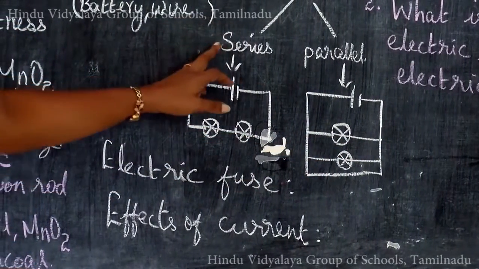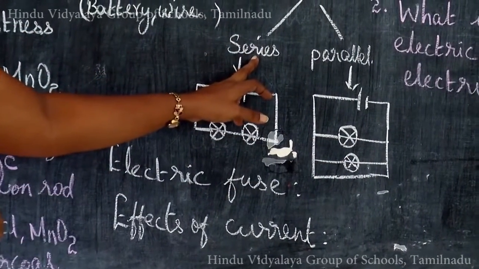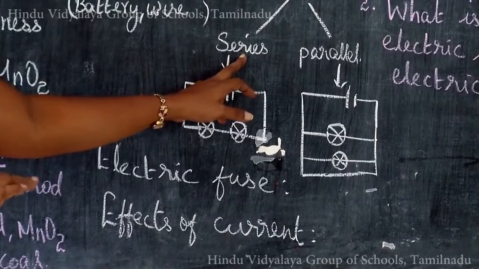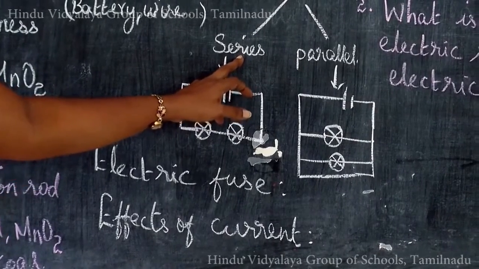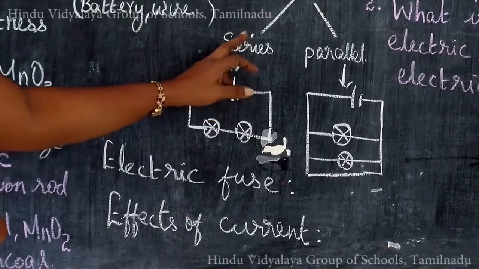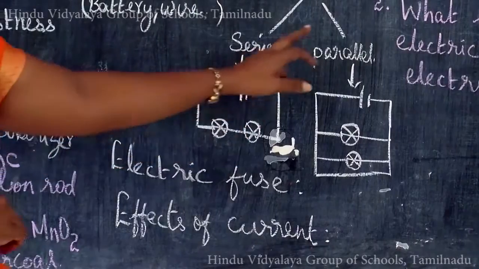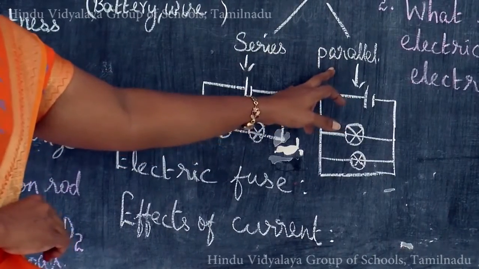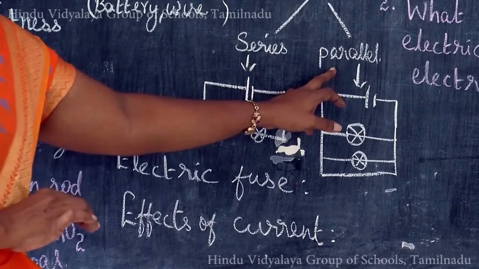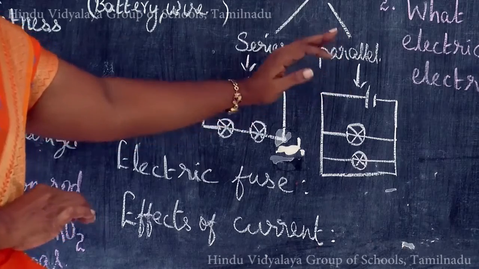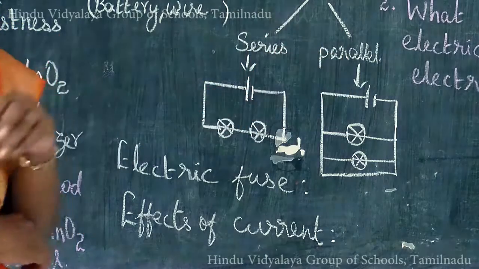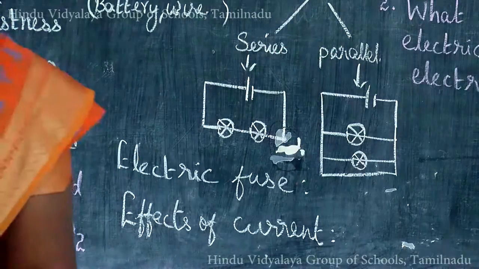Okay. Where is a series circuit made? Very good. For decoration purposes, we use serial lights, where a series circuit is used. And where is parallel connection used? In household wiring. What type of connections do they make there? Parallel connection. Let us see a series circuit.